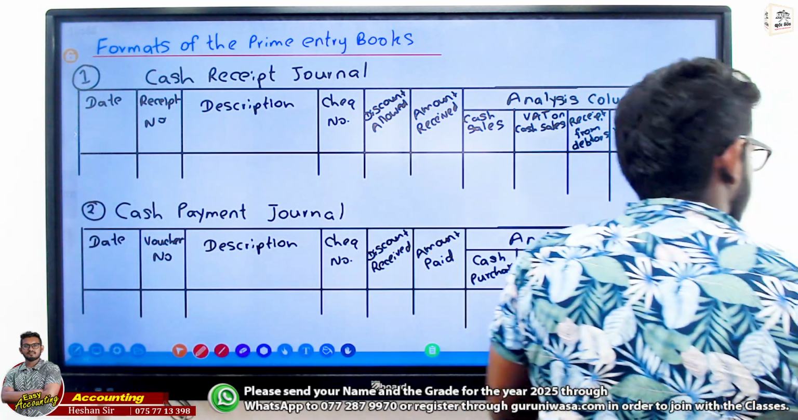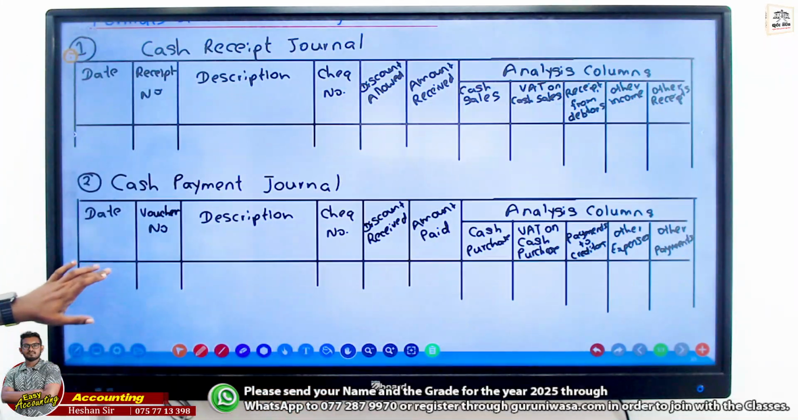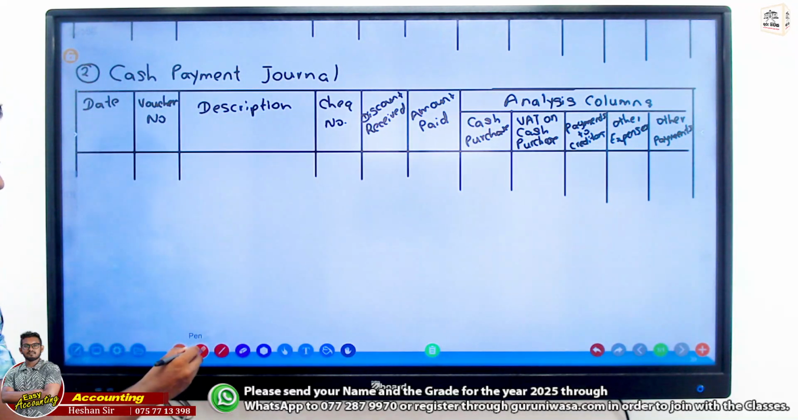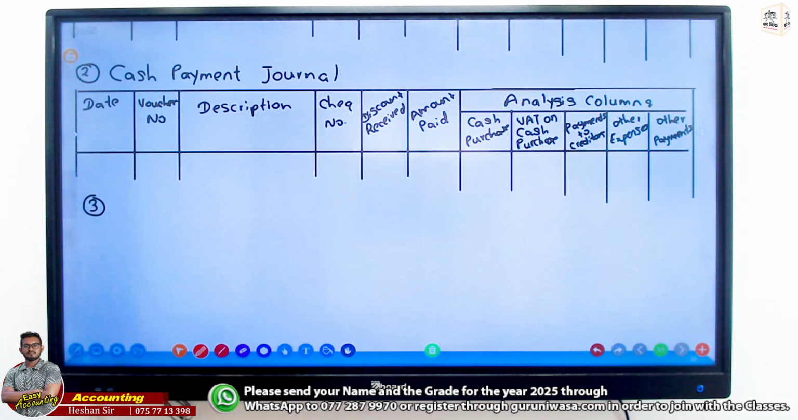Right. Next one. Cash receipt journal done. I'll give the double entries. Then write the third. I gave you last Saturday the petty cash payment journal. Write the third one, petty cash payment journal. Cash receipt journal done. Cash payment journal done. Third one, petty cash payment journal.